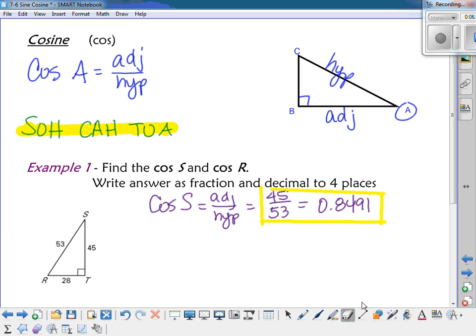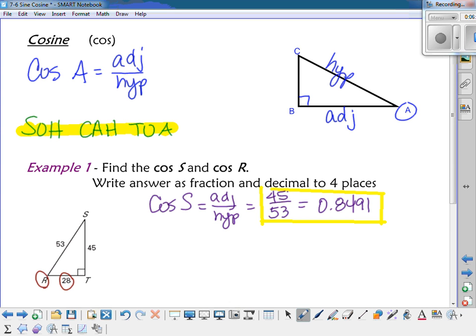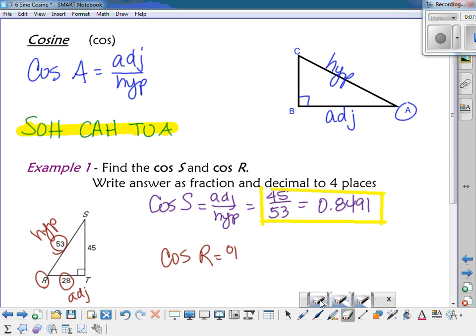Looking at angle R, now my adjacent is 28, but the hypotenuse is the same. So the cosine of R, adjacent over hypotenuse, is 28 over 53, which again cannot be reduced. Just do 28 divided by 53 in your calculator, and you should get 0.5283.